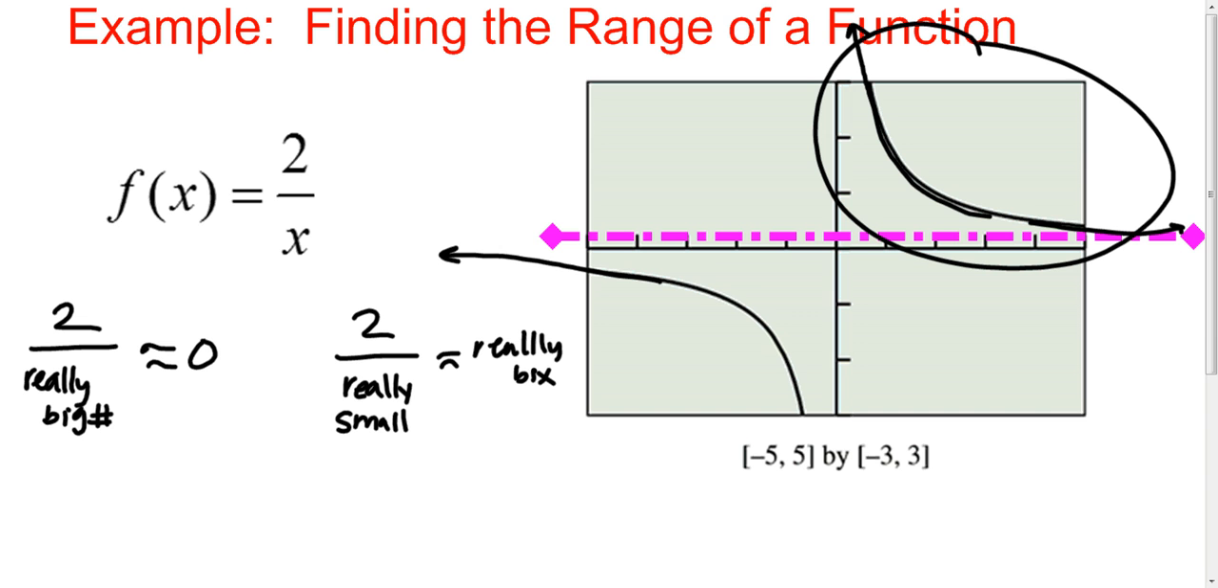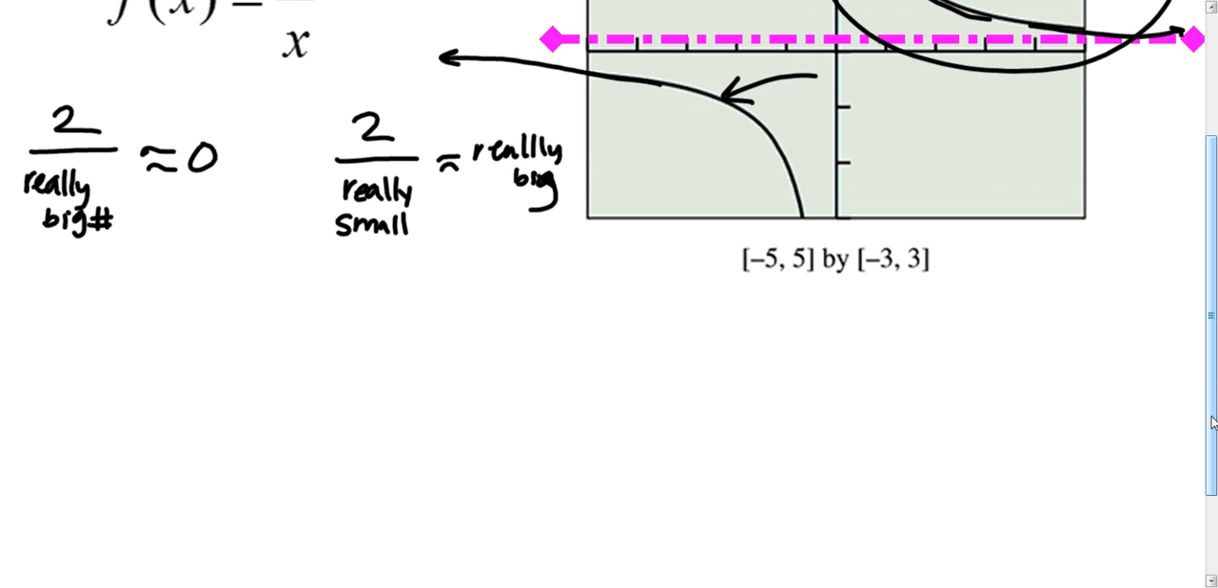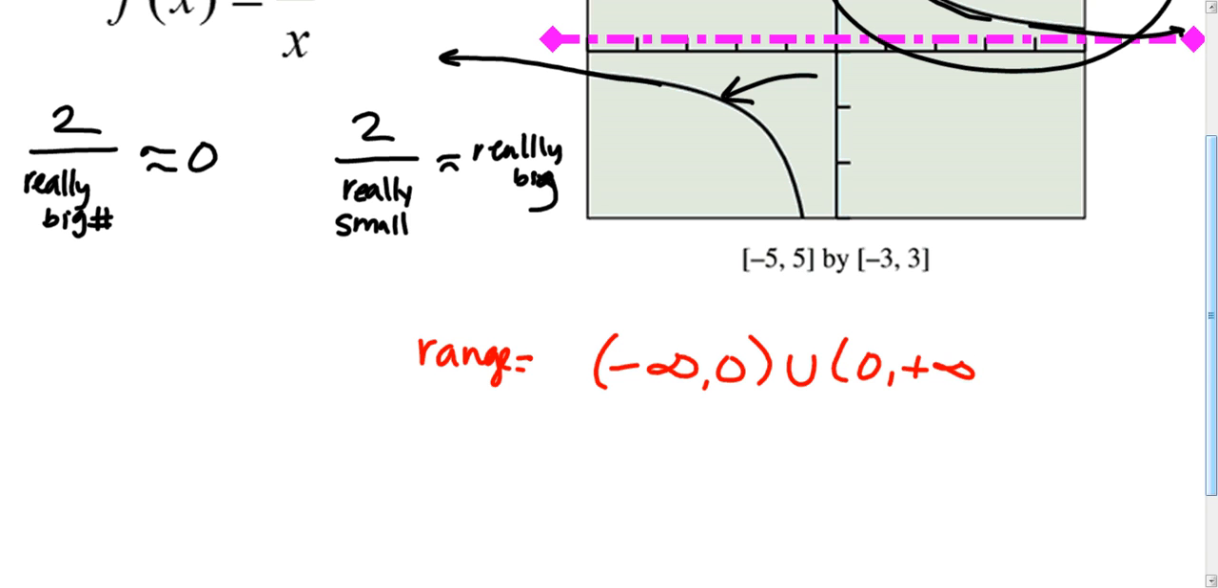And then the reverse happens in this section over here because they are negatives, but you're still doing really big and really small negative numbers. So that's just what's going to happen. Anyway, you can tell by the graph that your range is every value except for 0. There's a horizontal asymptote at 0. So your range will go from negative infinity to 0, and then again from 0 to positive infinity.